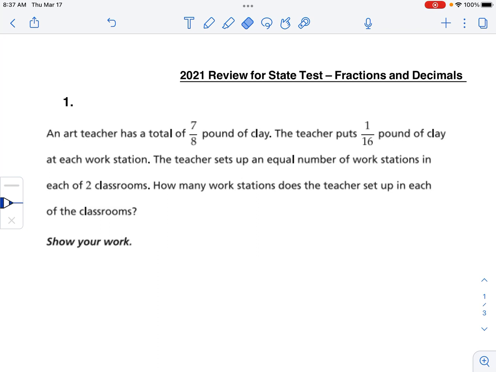All right, so the art teacher has a total of 7/8 pounds of clay, and they want to make groups of 1/16 over and over and over for each workstation. So that implies we're going to be doing division. We always start with our total amount, so 7/8 is what's going to be the beginning of our division expression. We're dividing it into 1/16 groups.